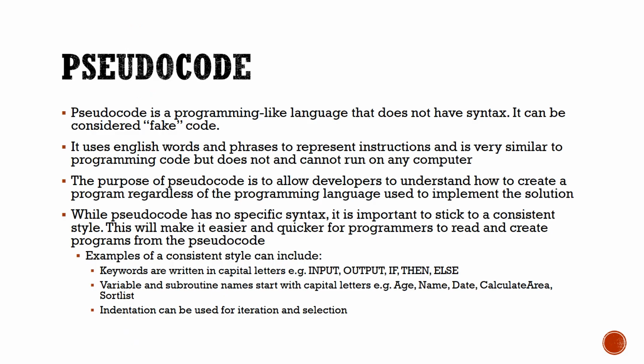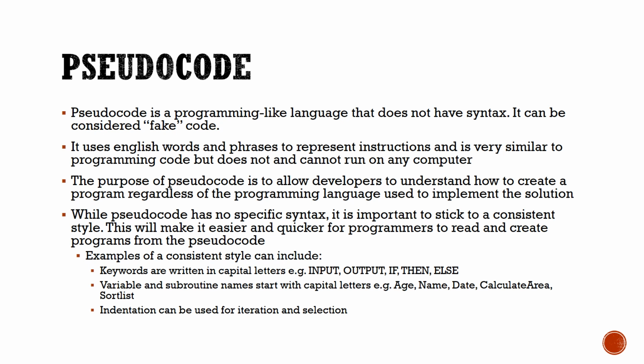Next is pseudocode. Pseudocode is a programming-like language that does not have syntax. It can be considered fake code. It uses English words and phrases to represent instructions and is very similar to programming code, but is not and cannot run on any computer. The purpose of pseudocode is to allow developers to understand how to create a program regardless of the programming language used to implement the solution.